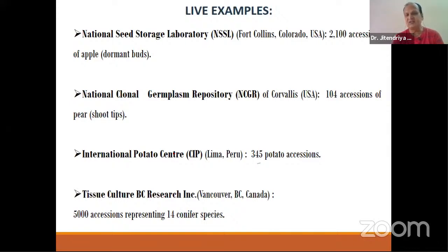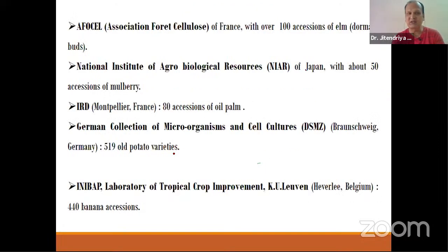Tissue culture research is inclusive, that is found in Canada. There are about 14 conifer species, about 5,000 accessions were stored over there. And these are certain other examples: Association Forêt Cellulose, that is found in France. This is another one, National Institute of Agrobiological Resources of Japan. We just marked about 50 accessions of mulberry were preserved over there.